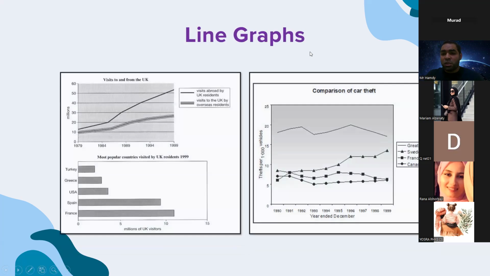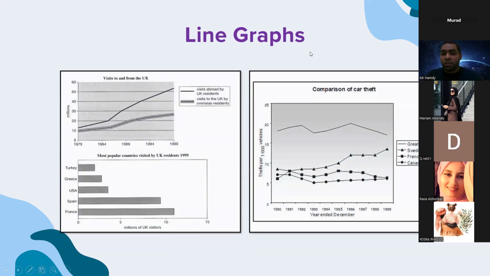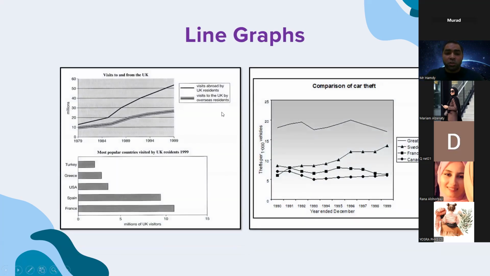Okay. What can you see in these two pictures? Let's start with the picture from the UK. Okay, Ahmed, guess the number of the visitors to the UK. Great. So, as you see here, we have a title. Can you read it, Ahmed? Visits to and from the UK. Visits to and from the UK.